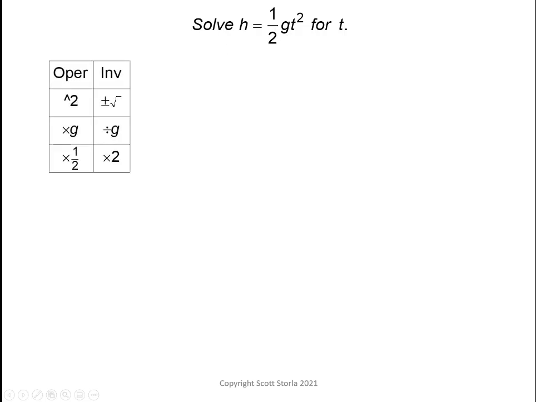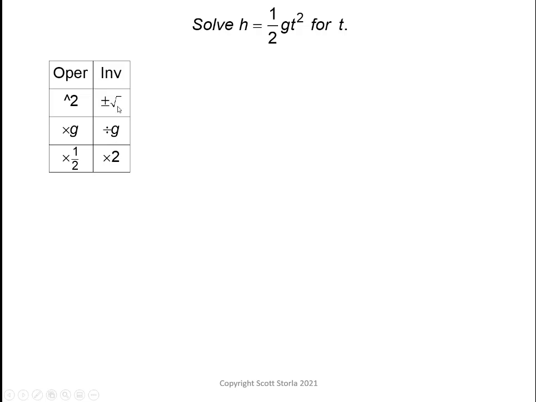So here's my two-column table. Please notice that the inverse for multiplying by a half is multiplying by 2. Now you could set up division by a half, but then you'd end up taking the reciprocal and multiplying anyway. So we might as well just go right to multiplying by 2. And you'll see that this product is a 1 in a minute or so.